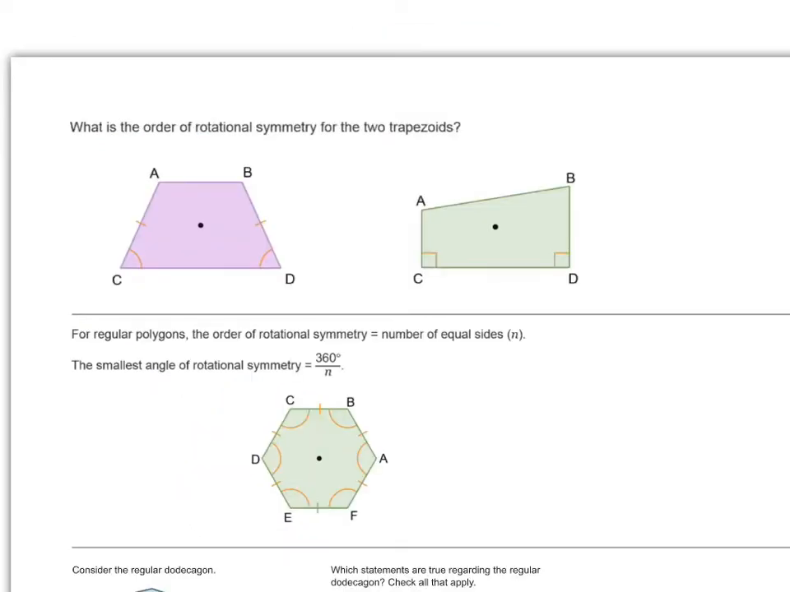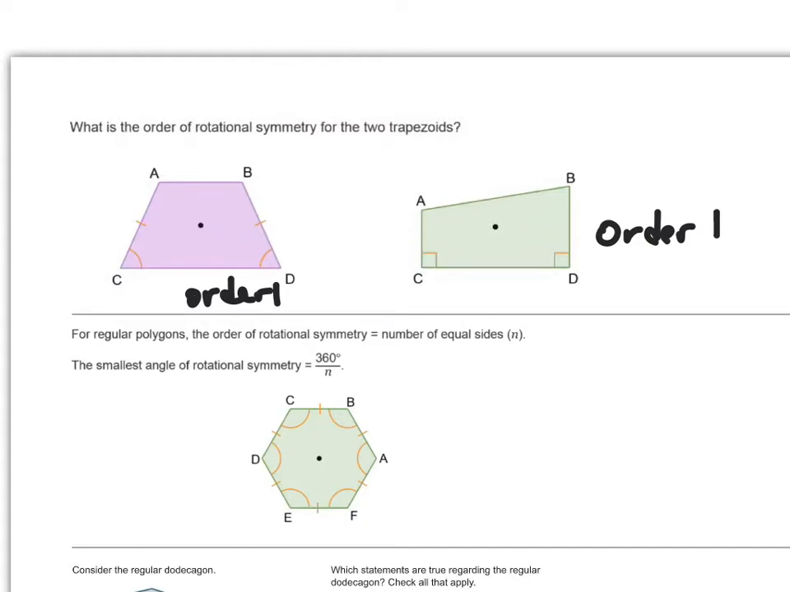So if we go to the next page and talk about the order of rotational symmetry for the two trapezoids, if I were to rotate this around to get it mapped back onto itself, this would have an order of 1. And same thing over here. This one would also have an order of 1, because I would have to rotate each of these 360 degrees to get back to our original.